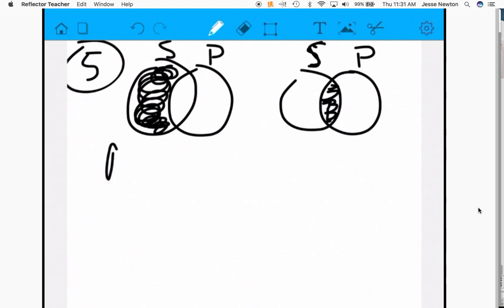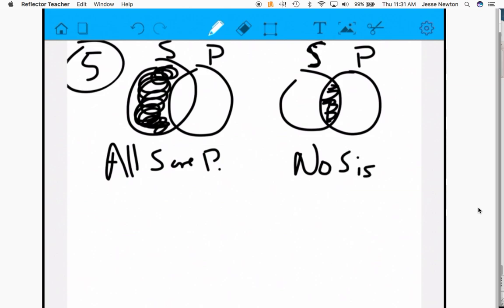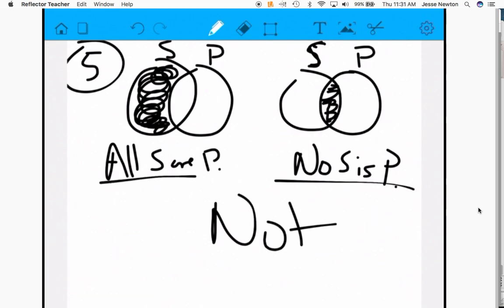Well, what are they saying? This is saying all S are P. This is saying no S is P. And these are not consistent with one another. They are, in fact, contrary propositions, not contradictory. They're not contradictory because even though if this one's true, this one's false, it's not the case that if this one's false, this one is true. That doesn't follow. It's possible that both of these could be false at the same time.